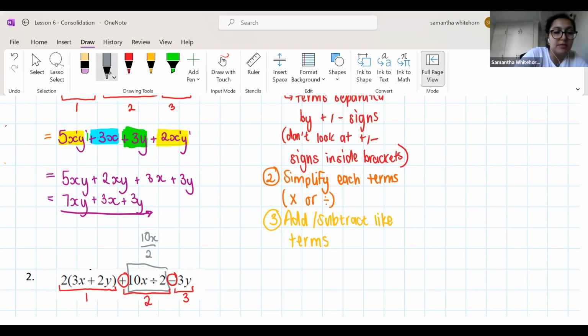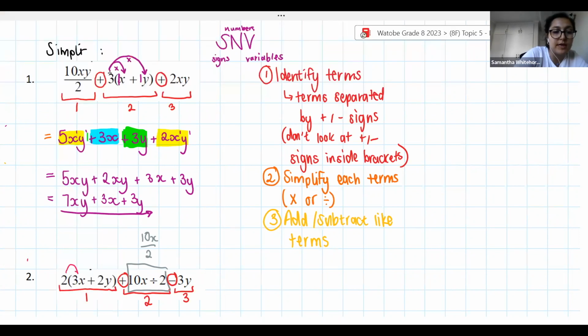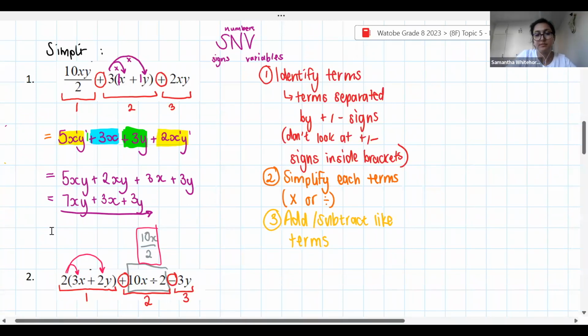In my first term, I'm able to simplify by multiplying the 2 to the 3x and the 2y. And we've already discussed that in the second term, I've got a fraction that I can divide the 10 and the 2. So we're able to start simplifying our terms as we go along. Let's go. We can do this.